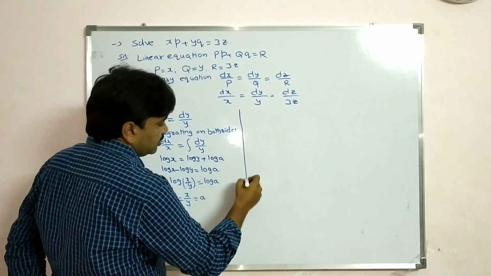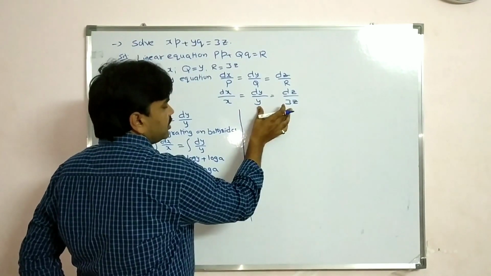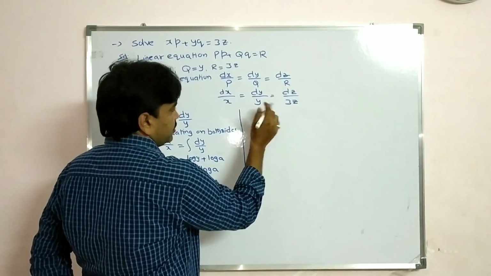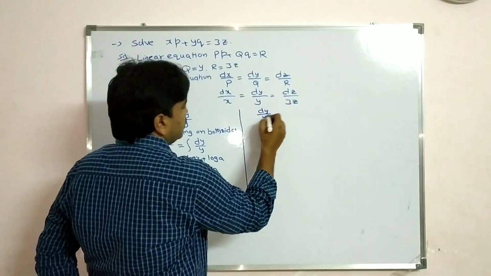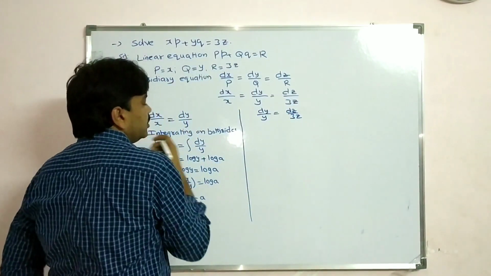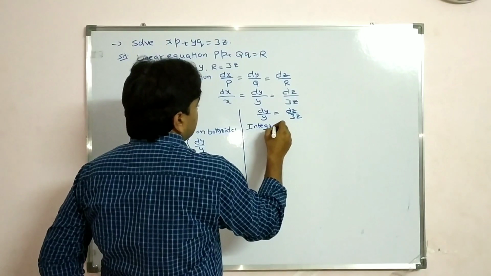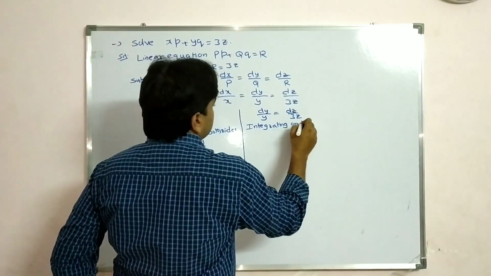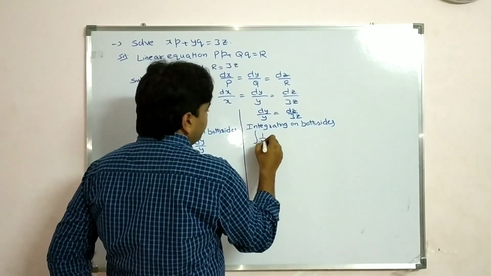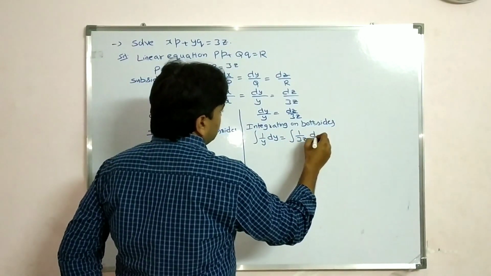Right. Now you take another two equations, students. You can take dy by y is equal to dz by 3z, or dx by x is equal to dz by 3z. That is up to you. I want to take the second and third equation. So dy by y is equal to dz by 3z. Now integrating on both sides, integral of 1 by y dy is equal to integral of 1 by 3z dz.